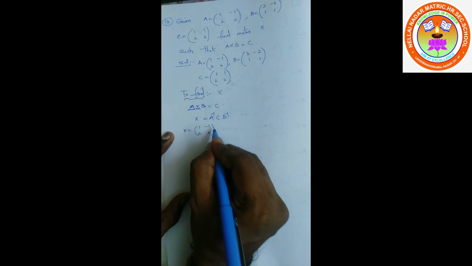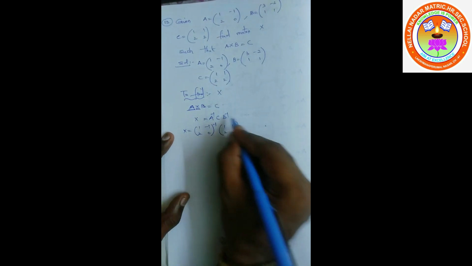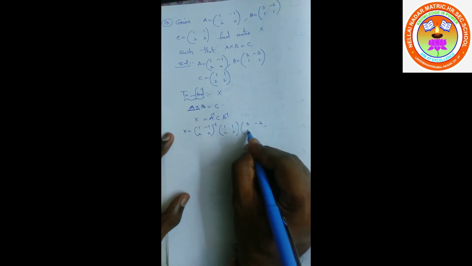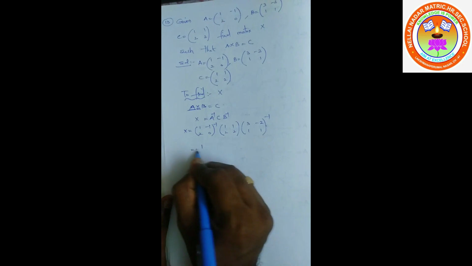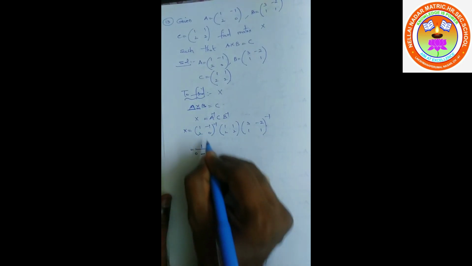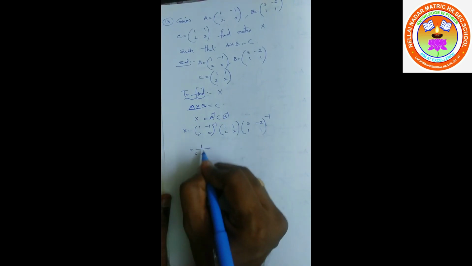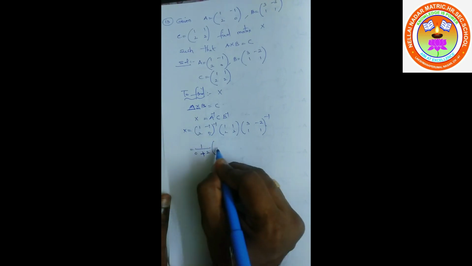For A inverse, I can write 1, minus 1, 2, 0, inverse. C, write 1, 1, 2, 2. B inverse, 3, minus 2, 1, 1, inverse. What is the formula? 1 by determinant of A. Put always minus, 1 into 0 is 0, always minus, 2 into minus 1, minus 2, already minus present, so plus 2.